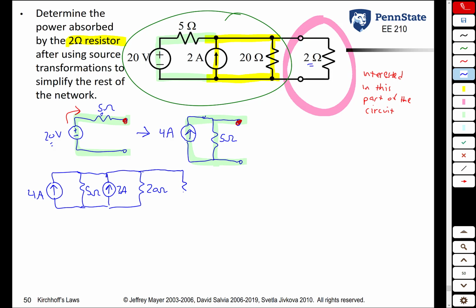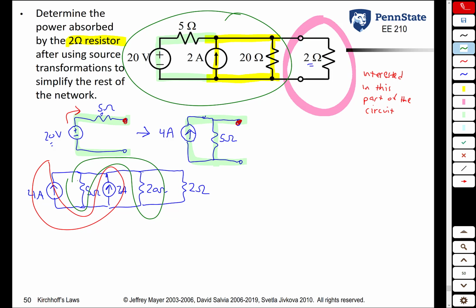And then, of course, our load resistor, which is the thing we're concerned about, right there. But what we see, by doing the source transformation, we can now go a step further, because we now have 2 current sources in parallel, and we have 2 resistors in parallel. Technically, we have 3 resistors in parallel. However, we don't want to combine the 2 ohm resistor because that is what we are ultimately interested in.